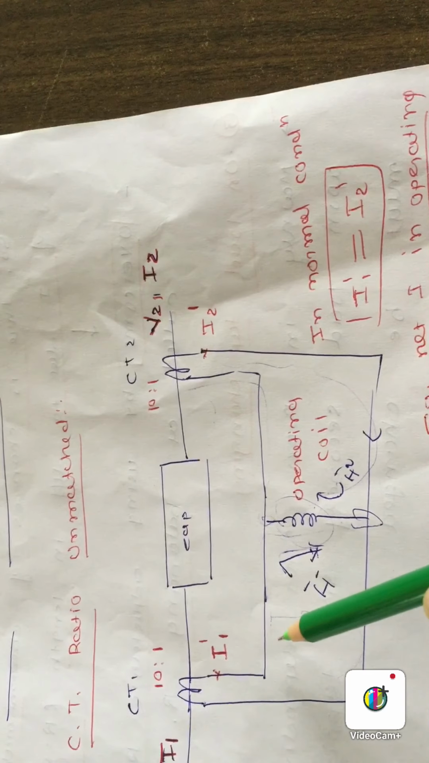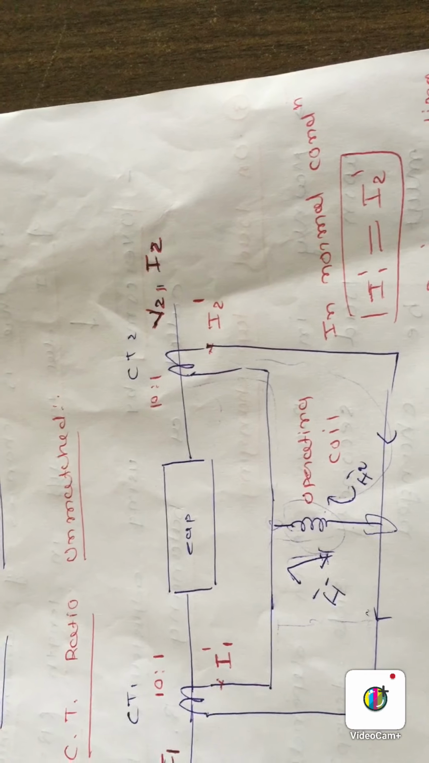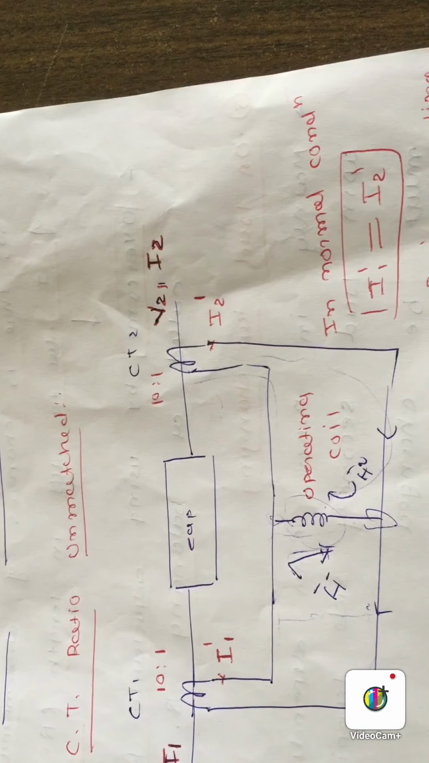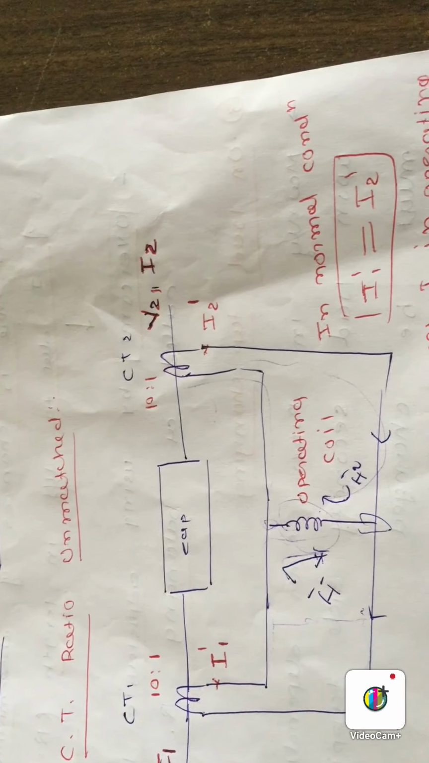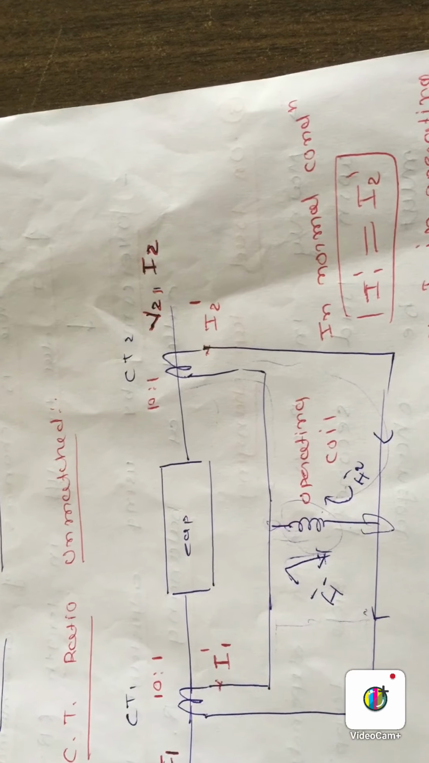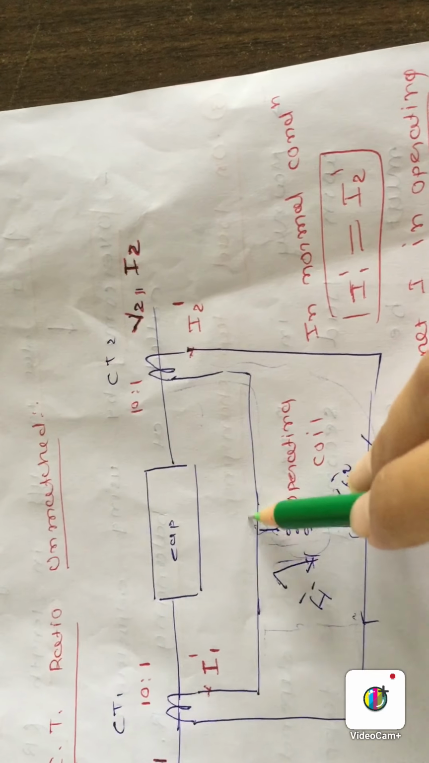You know that these pilot wires are made from conducting material and each conducting material has its own resistance, and due to that change in resistance there will be a change in current and voltage. That's why we have to connect the operating coil at the center for best operation.